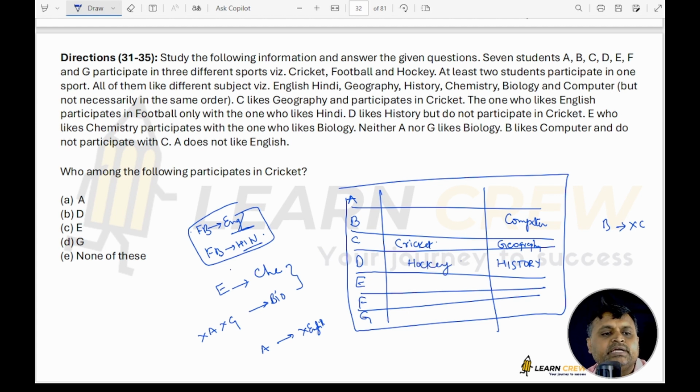Now it is fixed. After that, E likes chemistry, which is already given. B likes what is given? E likes chemistry, and after that you have something.